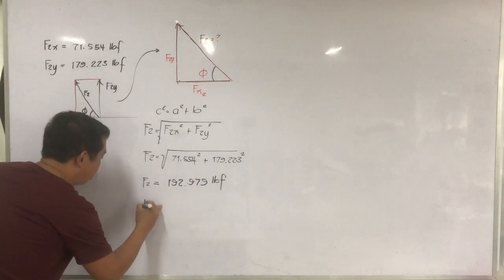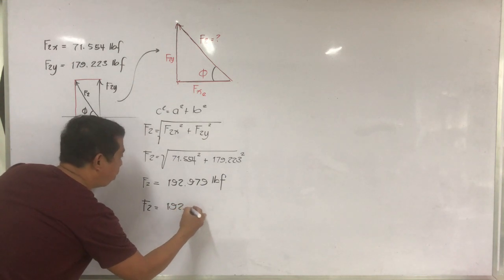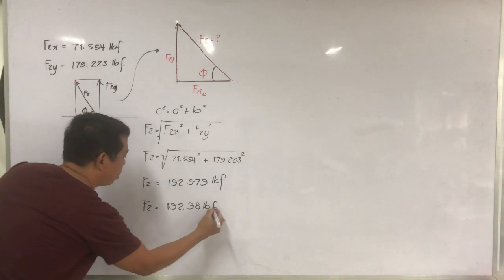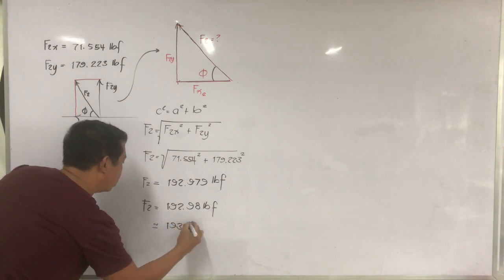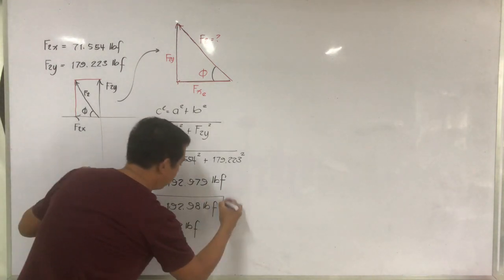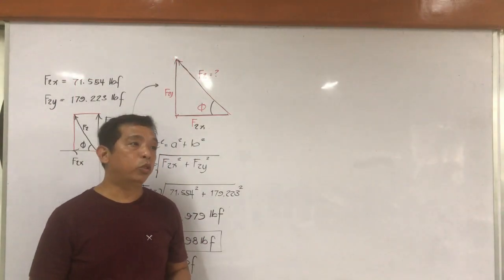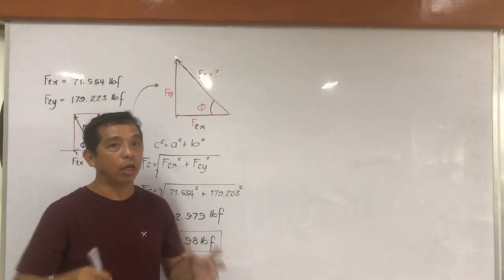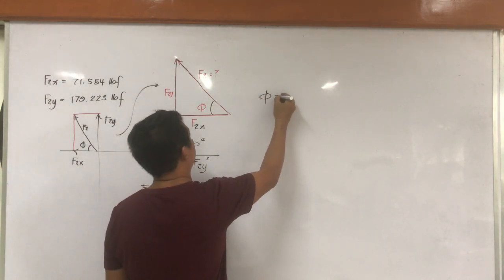Now, kung gawin natin 2 decimal places, that would have to be 192.98 pound force. So approximately 193 pound force. Pero ito na yung tatanggapin natin yung sagot. Now that we were able to solve for F2, the magnitude of the unknown force, hanapin natin ang angle of projection niya na in-assign yung Greek letter phi.